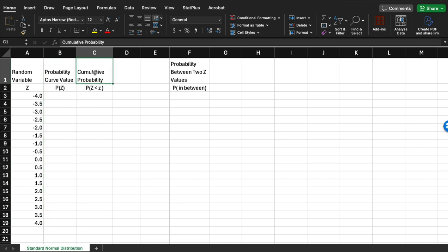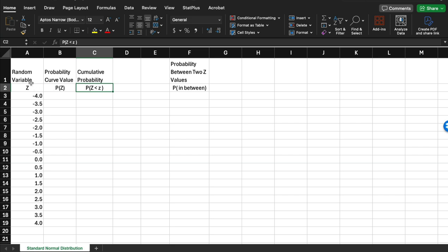Column C is going to give us our cumulative probabilities. And eventually we will get over here to the probability between two z values, but that's going to be a future video. So for today, we're just going to talk about these three: the random variable itself, the probability curve value that's going to help us to make the graph, and then the cumulative probabilities and what those numbers represent.